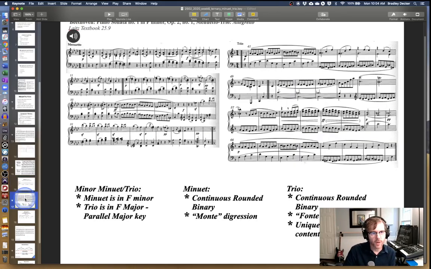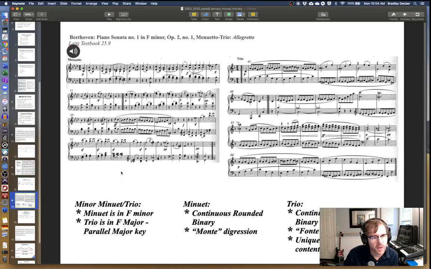So there's a couple more examples here. We have, again, another example by Beethoven. This is from chapter 25 of your Laitz. I was wrong just now saying that it was chapter 20. It's 25. We are looking at this as a minuet-trio in F minor. The trio is in the parallel major. Our minuet is a continuous rounded binary with a digression here. And our trio is a continuous rounded binary with a digression. And it has its own melodic content and texture.